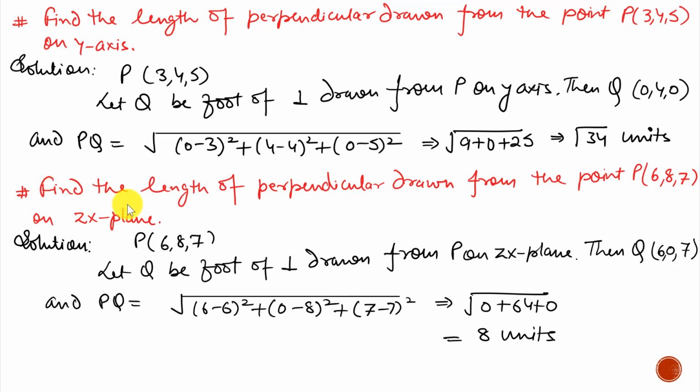Next example. Find the length of the perpendicular drawn from point P (6, 8, 7) to the zx plane. At the zx plane, y is 0. Let Q be the foot of the perpendicular on the zx plane. So Q is (6, 0, 7) because here y is 0. Now find PQ using the formula, square root of (x2 minus x1) whole squared plus (y2 minus y1) whole squared plus (z2 minus z1) whole squared, where x1, y1, z1 is 6, 8 and 7 and x2, y2, z2 is 6, 0 and 7. After calculation we get the answer 8 units.